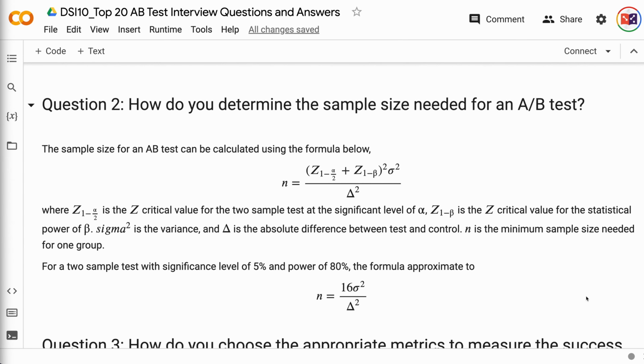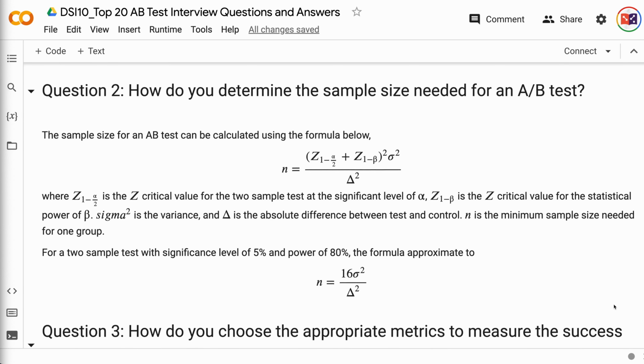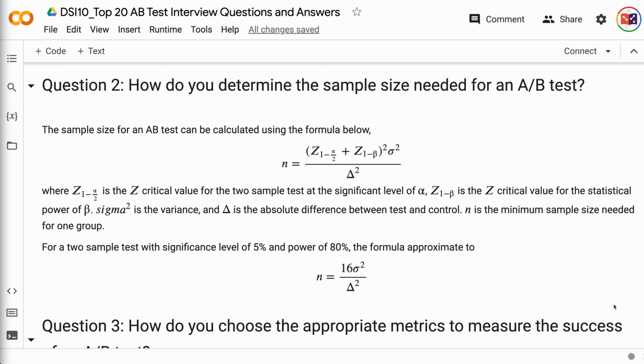Question 2. How do you determine the sample size needed for a hypothesis test? The sample size can be calculated using the formula below, where z1 minus alpha divided by 2 is the z-critical value for the two-sample test at the significance level of alpha. z1 minus beta is the z-critical value for the statistical power of beta. Sigma squared is the variance, and delta is the absolute difference between test and control. n is the minimum sample size needed for one group. For a two-sample test with significance level of 5% and power of 80%, the formula approximates to n equals 16 times sigma squared divided by delta squared.